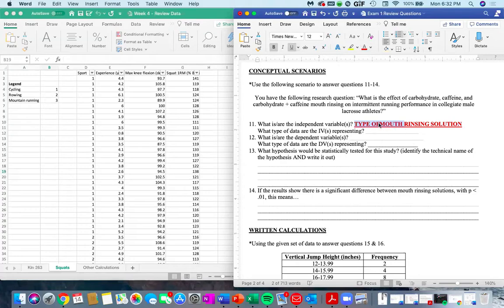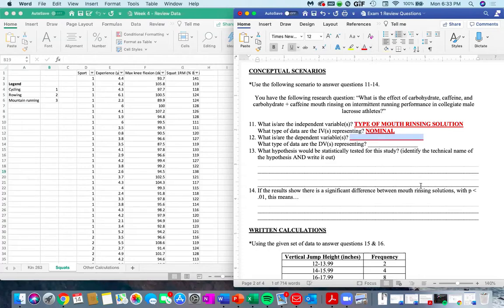Okay, so we split this independent variable up into 3 different categories, right? Carbohydrate, caffeine, and carbohydrate plus caffeine. So what type of data would this independent variable represent? Yeah, Jericho, you put in the chat, it's nominal. Okay, because we're dividing people based on category, right, or level, right, depending on the type of mouth rinsing solution they're given. Okay, what would the dependent variable or variables be in this situation?